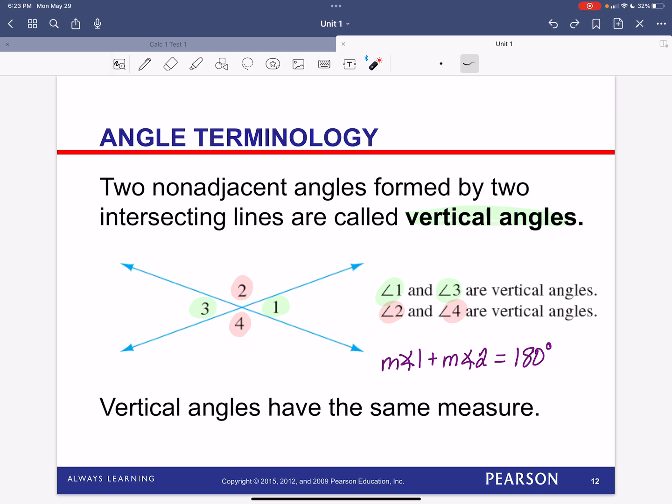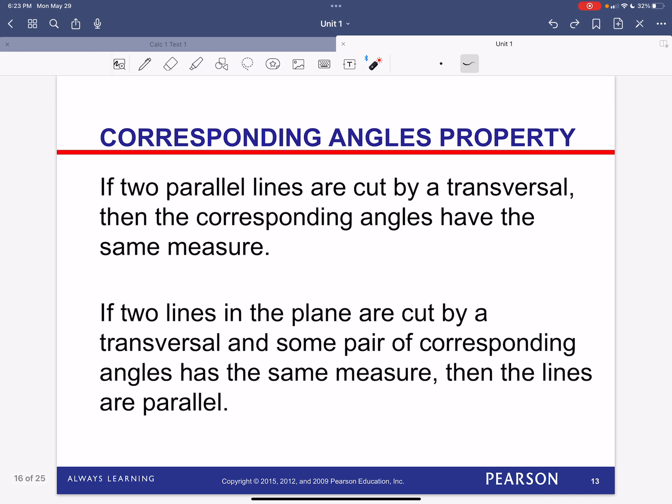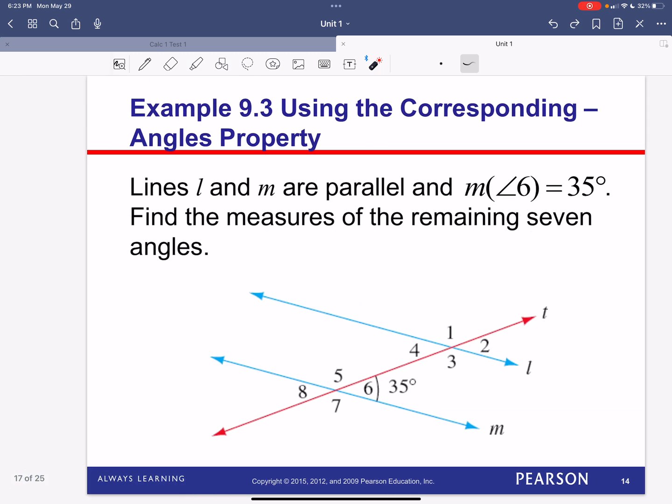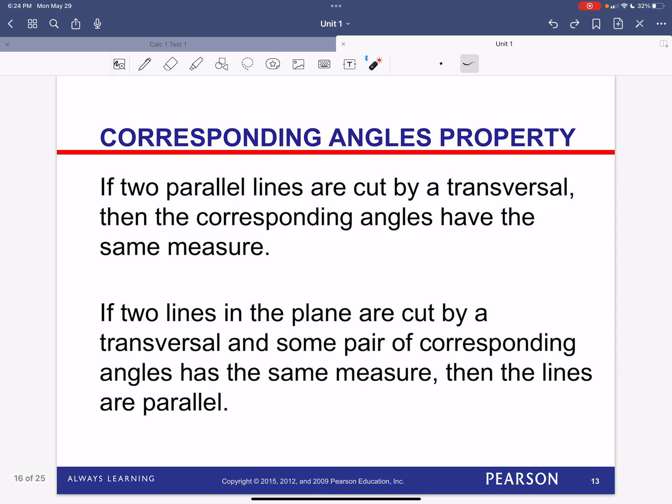Okay, now let's talk about the transversal, and you might remember this from high school. What we're looking at is a figure that looks like this. You've got two parallel lines right here. These are parallel, and you have to be told that they're parallel. So lines L and M are parallel, and this line right here is the transversal.